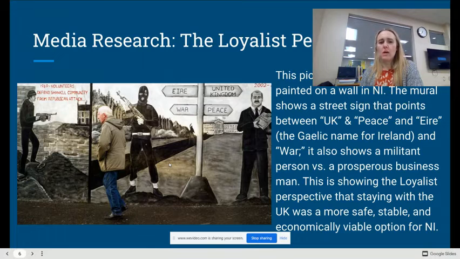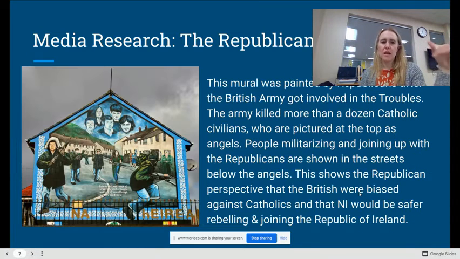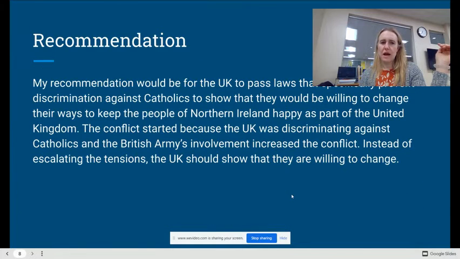If you don't have a picture, you might find an article or a perspective or a piece of music or a poem possibly, but you do have to explain how does this, whatever it is, show the perspective of one of the sides, and then once again, another mural here showing the perspective of the other side.